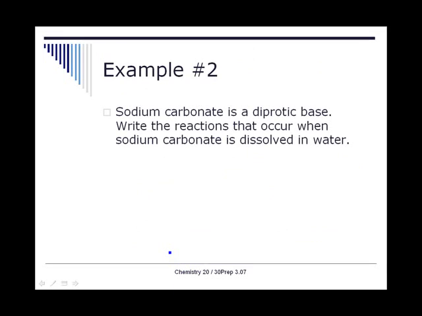And so sodium carbonate is a diprotic base. We're going to write reactions that can occur when it dissolves in water. So because it's a base, because they told us it was a base, we know it has to produce OH negative. It has to because it's a base. And so we'll start with our formula. Sodium carbonate is Na2CO3. And we're going to react it with water. So we're going to react it with a water molecule. And we know it has to produce a base. So what that means is, well, hold on, we're going to start this again.